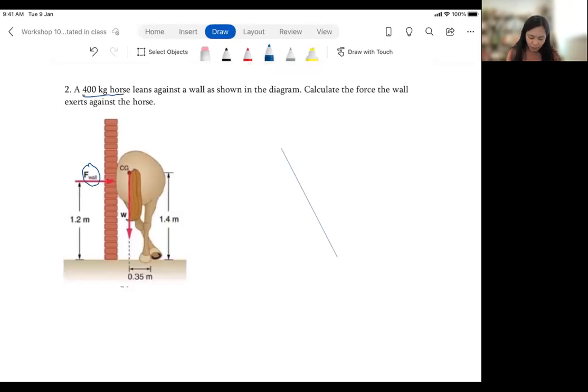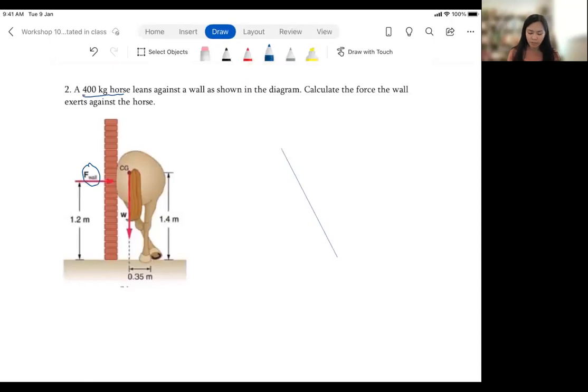Okay, we're given the weight acts at the center of mass or center of gravity. That's what CG means. It's directly downwards. Of course, we can solve for the weight force because we're given the mass. Okay, the first step is to draw the free body diagram.